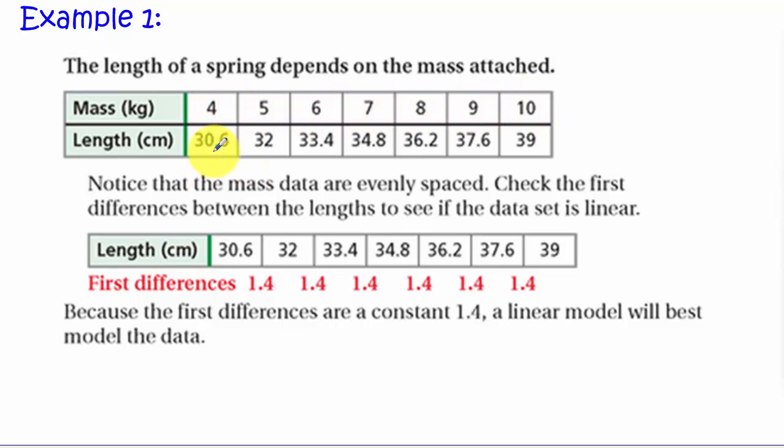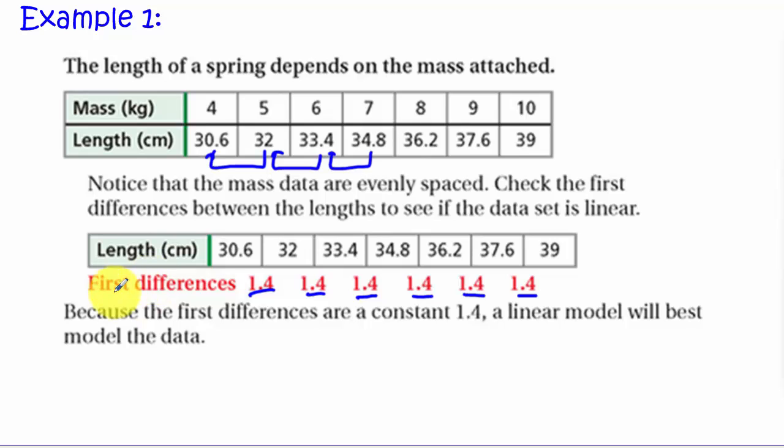so the first thing we might want to look at are the first differences. So we're going to take 32 minus 30.6, 33 minus 32, 34.8 minus that. We're going to do those subtractions. And in each case, we get the exact same number, 1.4.